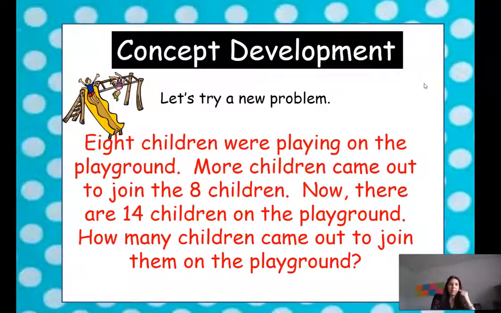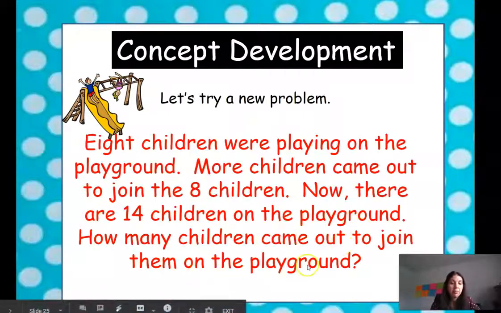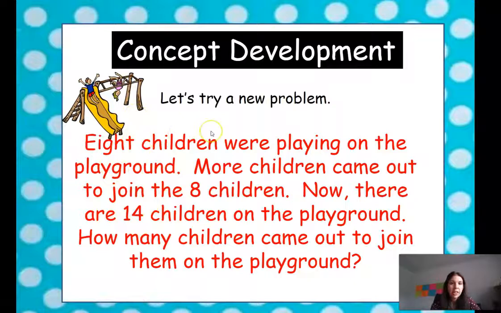All right, let's look at another problem. 8 children were playing on the playground. More children came out to join the 8 children. Now there are 14 children on the playground. How many children came out to join them on the playground? So we know that there were 8 children that were playing. More came out to join them, and now there are 14 children.